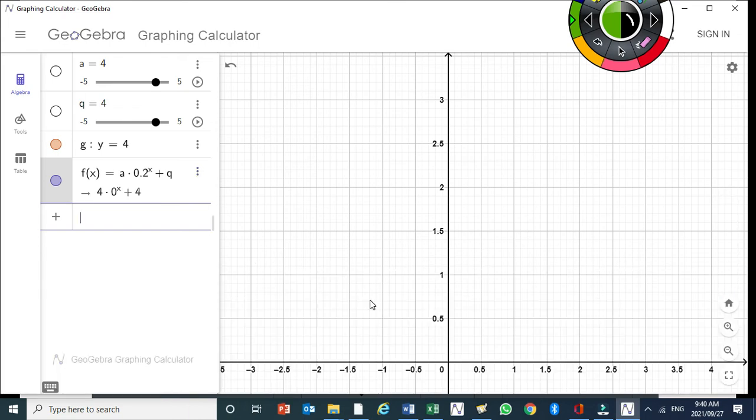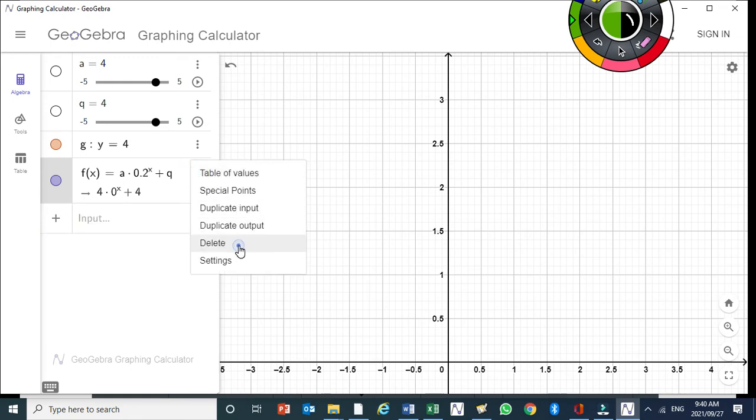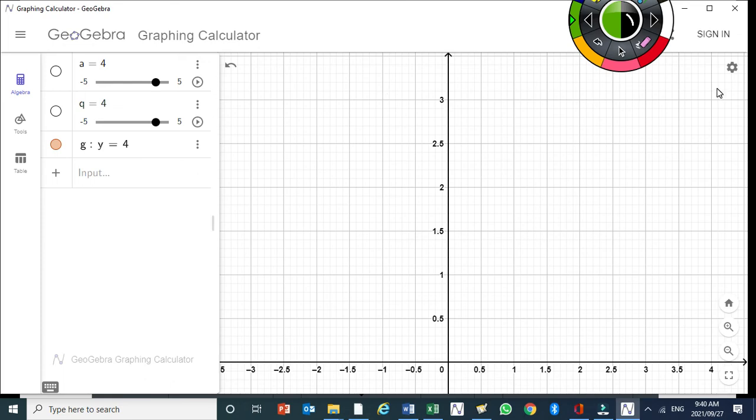It's not allowing me. I think I need to figure something out here. It's not allowing me to change the value of b to a value more than 1.